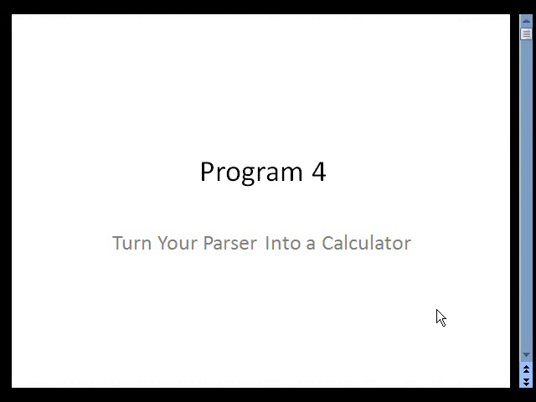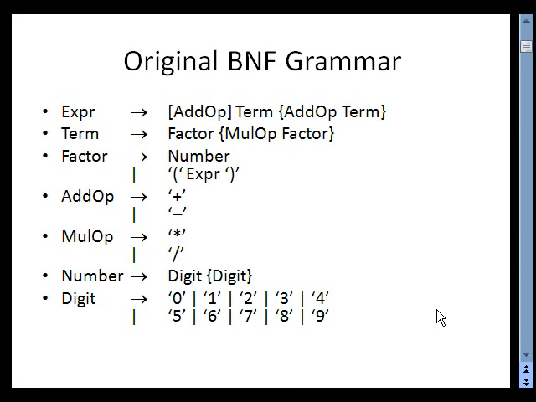Hi class. This program 4 is going to extend the parser that you wrote in program 3 and turn it into a calculator. It's going to be a nice calculator for real numbers that can do addition, subtraction, multiplication, and division. You remember our original grammar, the one we looked at that was in Backus-Naur form. That's what this BNF stands for.